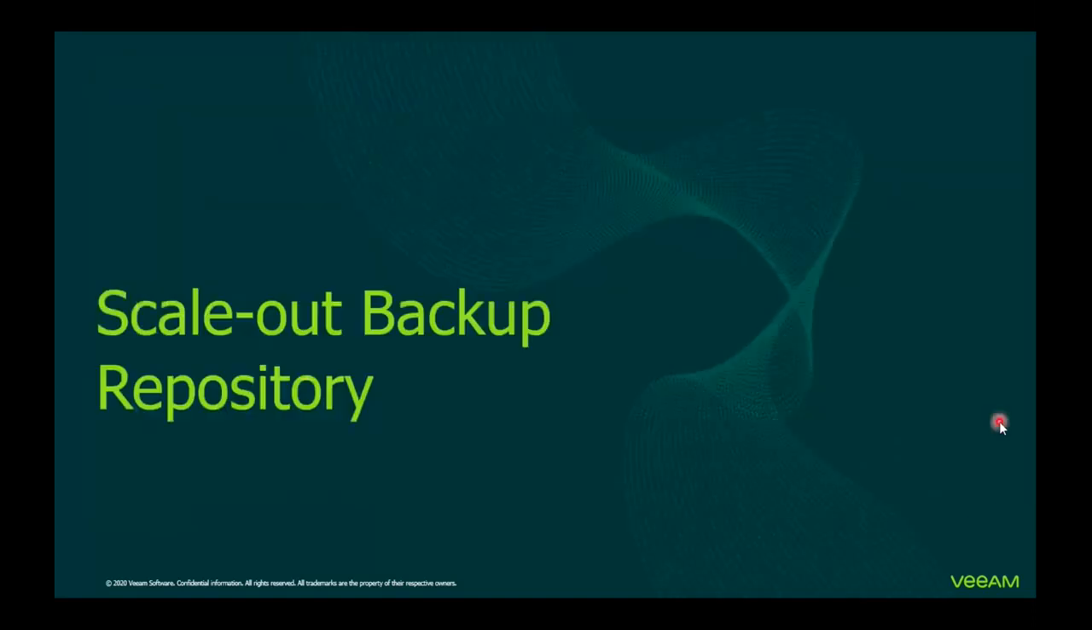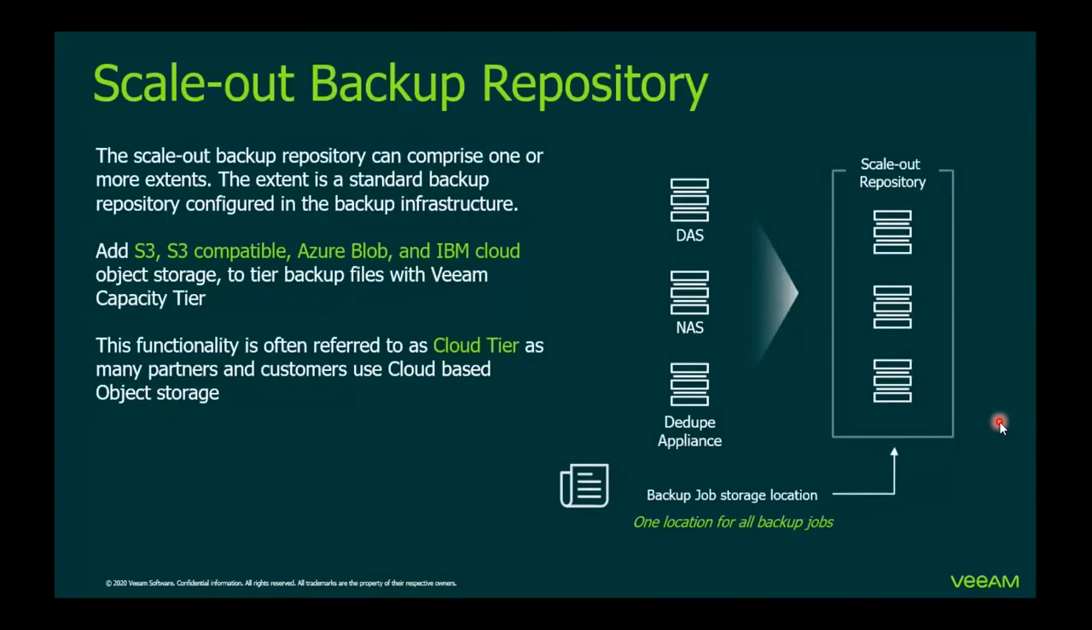So in Veeam, we call it a scale out backup repository. Scale out backup repository is a logical repository which is a combination of your on-premise backup repository plus your cloud repository. That cloud repository can be your S3, S3 compatible storage, Azure Blob, IBM Cloud, anything can be possible. So this is called scale out backup repository with cloud repository.